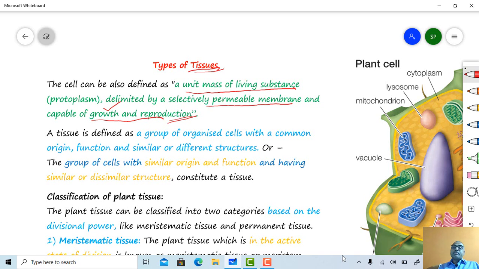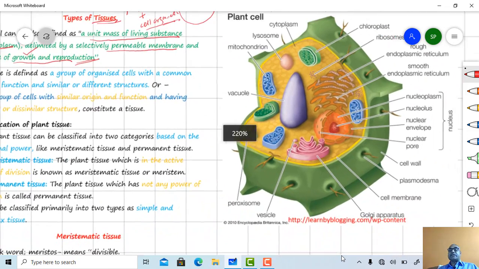Second thing, a unit mass of a living substance. What is a living substance? It is called protoplasm. What is protoplasm? Protoplasm is nothing but cytoplasm plus cell organelles. Okay, so the cytoplasm, which is present within a cell, is a generally viscous substance, and there are different types of cell organelles present within a cell.